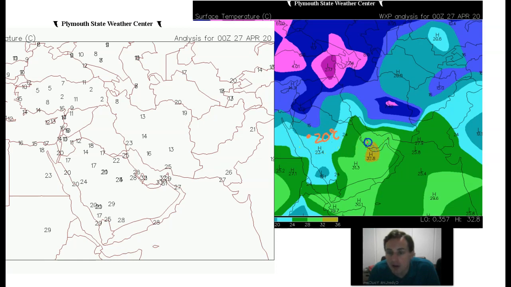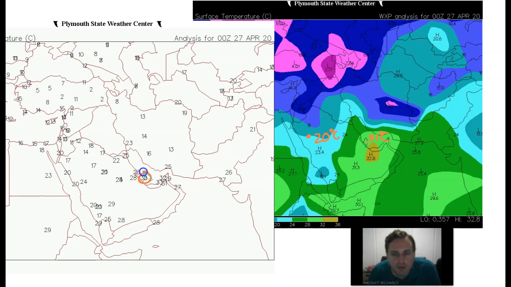Now, how about here in Qatar? Well, notice here is a pretty large high temperature of 32.8. Here's 31.3. This is next to the Persian Gulf. It's probably going to be a little cooler. So I'm going to go with about 31 degrees Celsius. Again, approximately. Let's see if we can verify that over here.